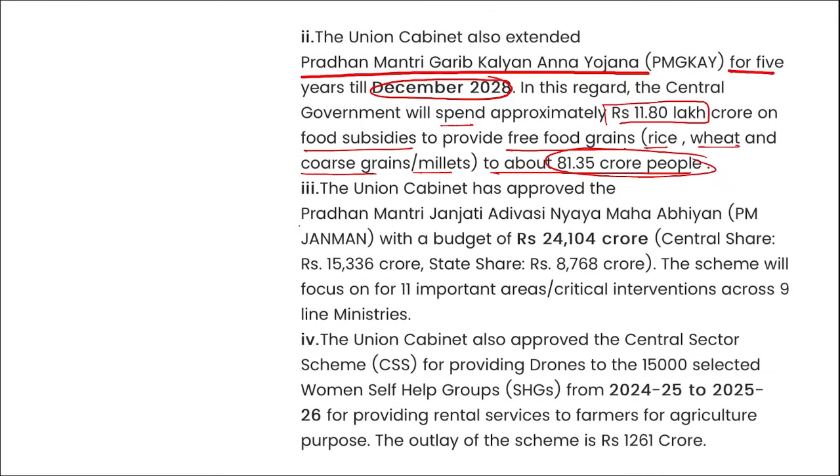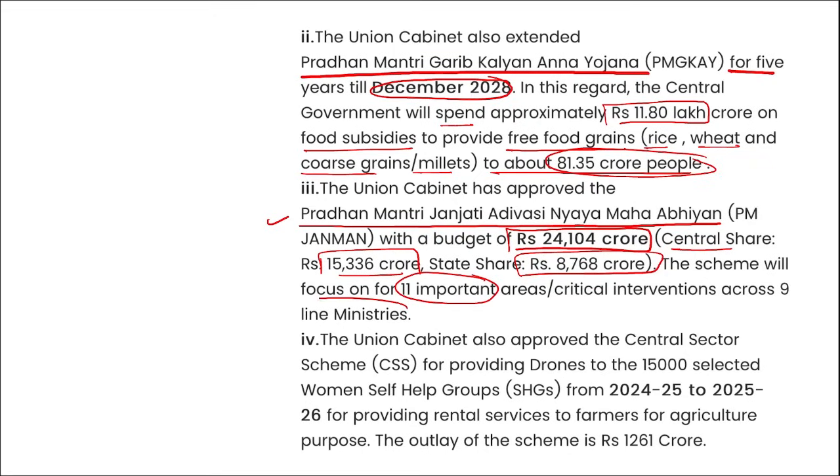Then the Union Cabinet has also approved Pradhan Mantri Janjati Adivasi Nyay Maha Abhiyan with a budget of 24,104 crore rupees. The central share here will be 15,000 crore and the state share will be 8,000 crore rupees. This particular scheme will be focusing on 11 important areas across 9 ministries.